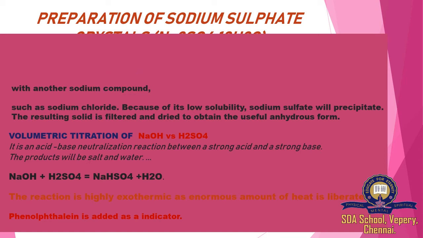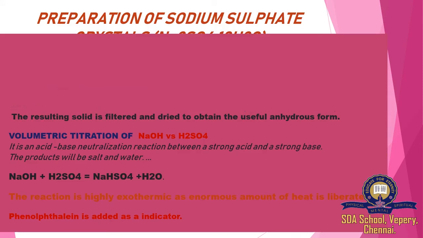Because of its low solubility, sodium sulfate will be precipitated. Whatever the reaction, it is very less soluble in water, so we can get a precipitate of sodium sulfate. The resulting solid is filtered and dried to obtain the useful anhydrous form. Anhydrous means without water; we are getting a dry salt.